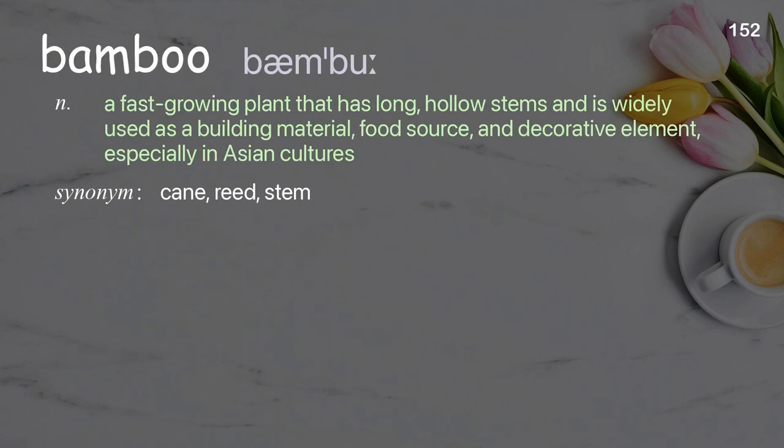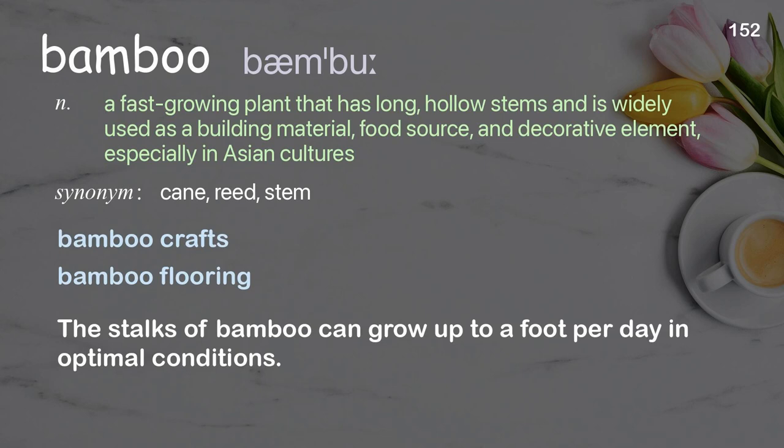Bamboo. A fast-growing plant that has long, hollow stems and is widely used as a building material, food source, and decorative element, especially in Asian cultures. Examples: bamboo crafts, bamboo flooring. The stalks of bamboo can grow up to a foot per day in optimal conditions.